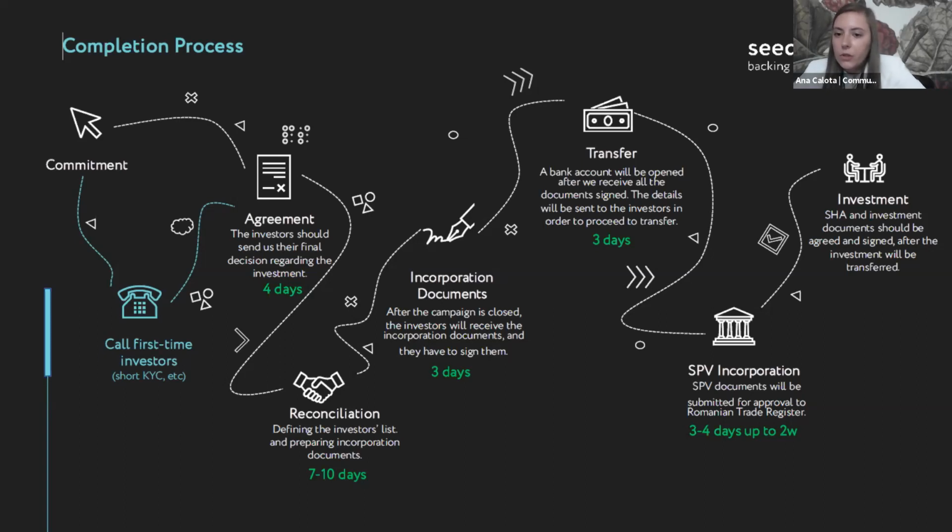After we receive the incorporation documents, the investment documents will be signed. At the same time we incorporate the SPV, the legal team will prepare, together with the company, the investment documents. If it's an equity campaign, then we will have a shareholders agreement that contains all the rights, terms, and conditions of the investment. If it's a SAFE, it would be a SAFE contract, also with all the conditions.